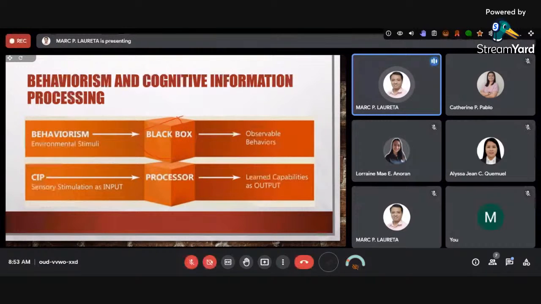So how memory is structured, how memory is active when it comes to our working memory, short-term memory to long-term memory. The comparison between the two will tell us how learning theories have evolved over time.